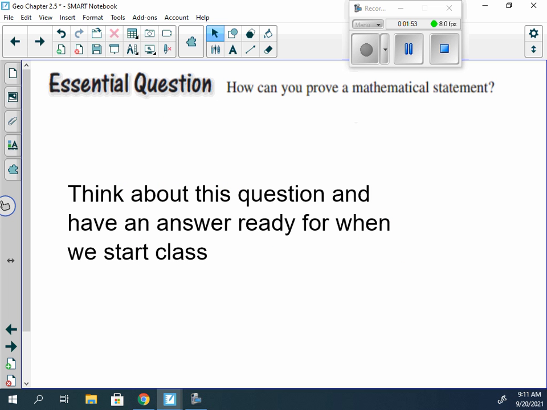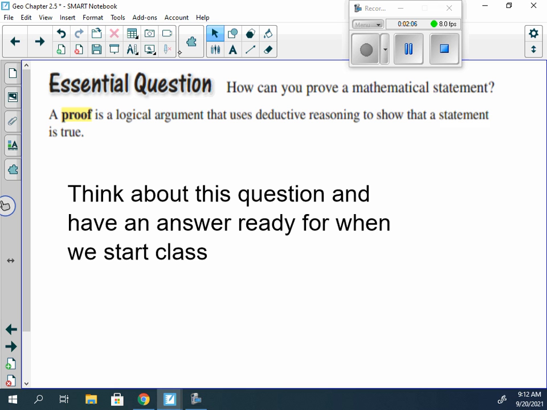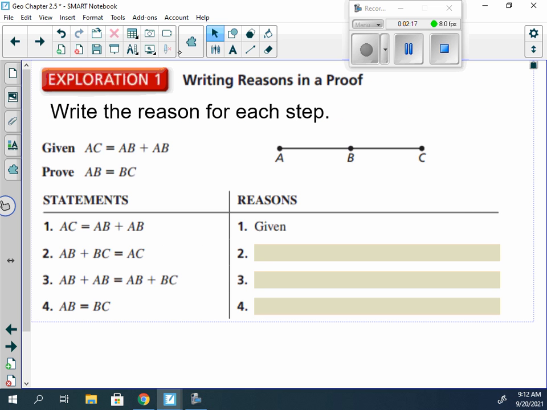So I had this question up while y'all were coming in. How can you prove a mathematical statement? By a proof. A proof is a logical argument that uses deductive reasoning to show that a statement is true. And that's really what we're going to start doing today: using these proofs, these deductive statements, to prove that things work or that statements are true.